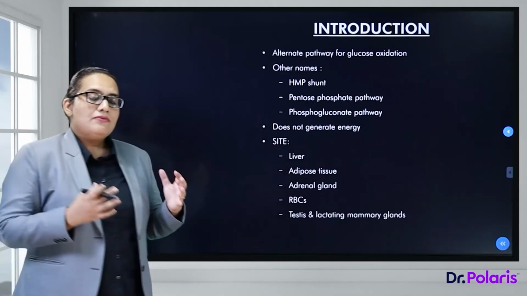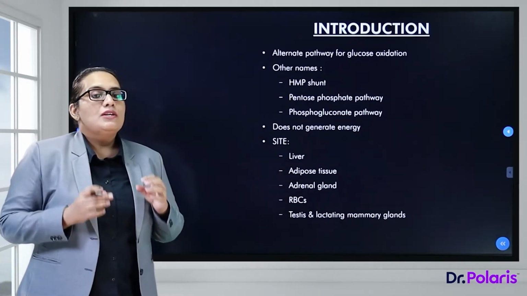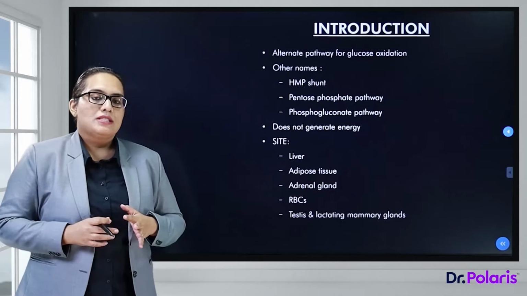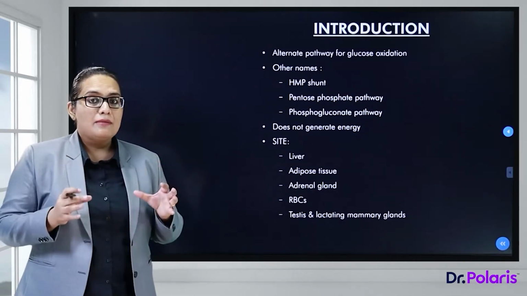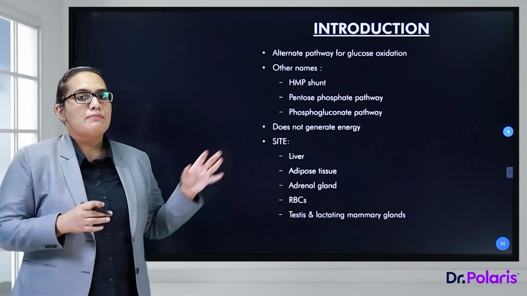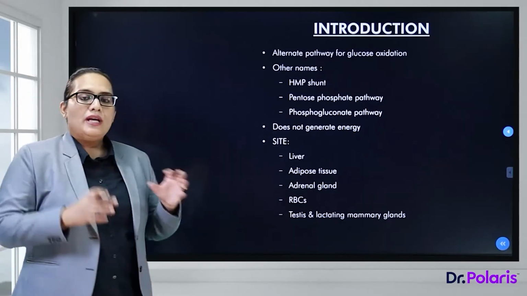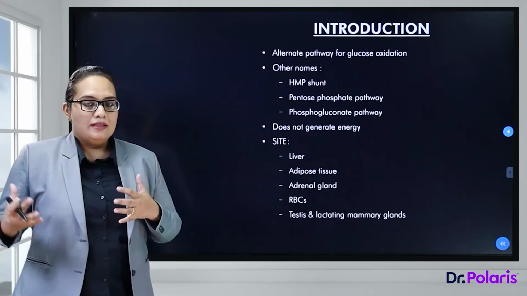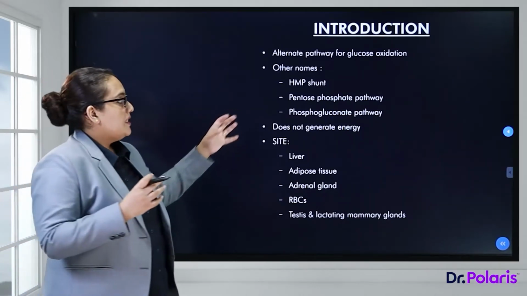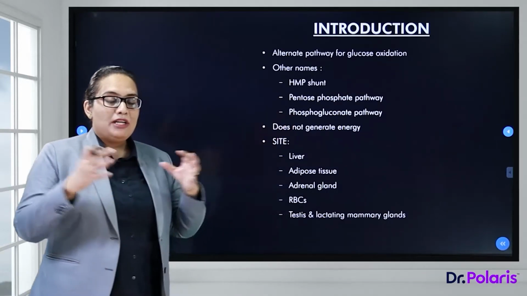So, first of all, HMP pathway is an alternate pathway for glucose oxidation. It is said that nearly 10% of glucose is oxidized by HMP. Now, HMP also is known by other names. As such, it is known as a shunt, HMP shunt.